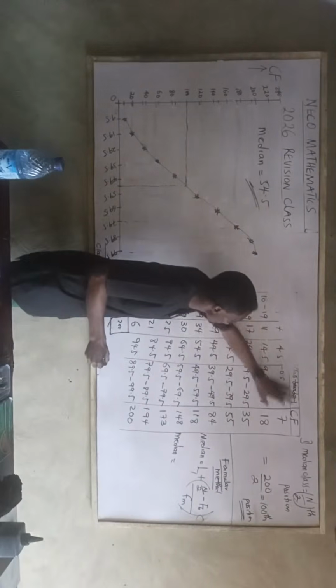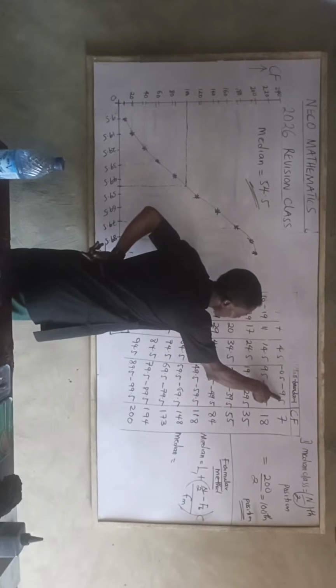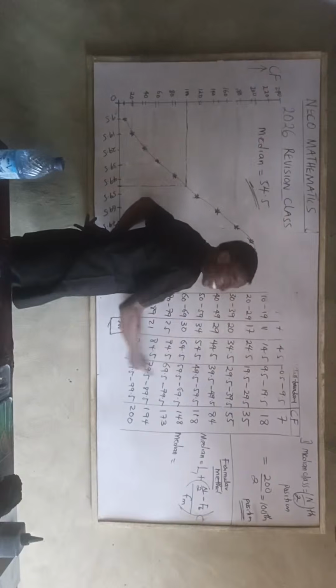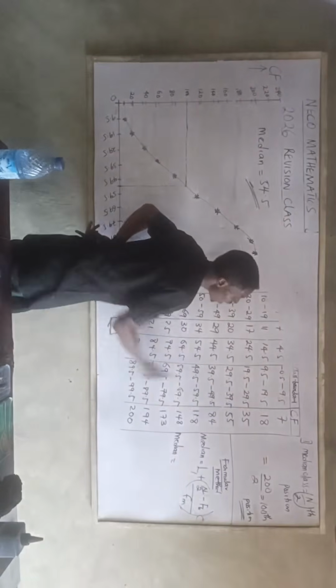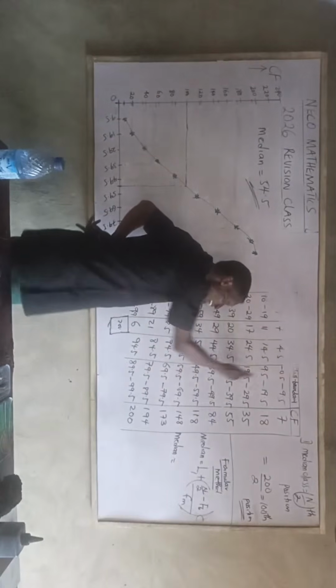Now let me take us back to the table. Here we've got several class boundaries, right? So that means we have upper class boundary here, upper class boundary, upper class boundary. Those ones we have here are lower class boundaries. Here they are upper class boundaries. So we have several upper class boundaries, and so also several lower class boundaries.